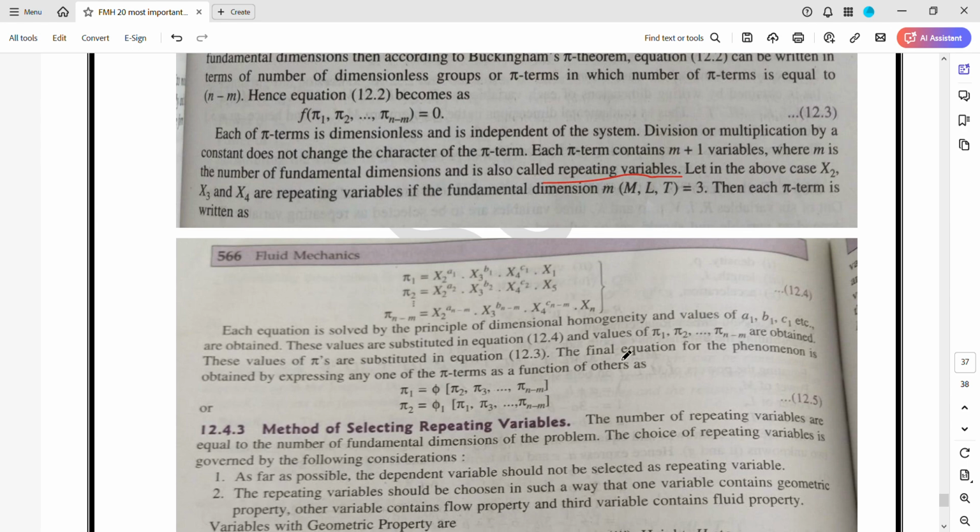The final equation for the phenomenon is obtained by expressing any one of the pi terms as a function of the others, as shown. Pi 1 is equal to a function of pi 2, pi 3 up to pi n minus m. Pi 2 is equal to a function of pi 1, pi 3 up to pi n minus m.